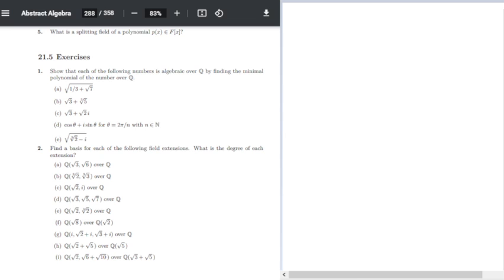So, okay, show each of the following numbers algebraic over Q. Okay, actually, I can try this. So, square root of 1/3 plus square root of 7.